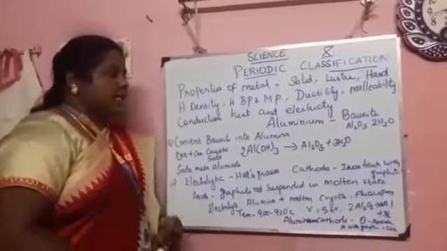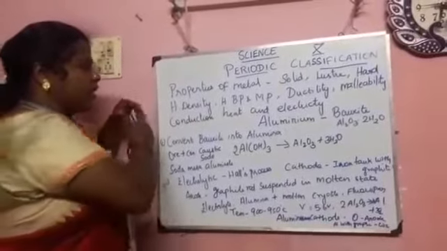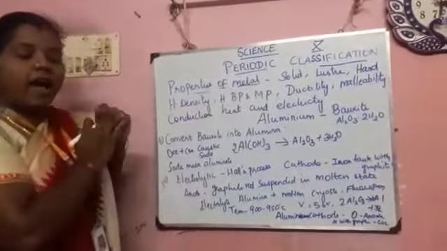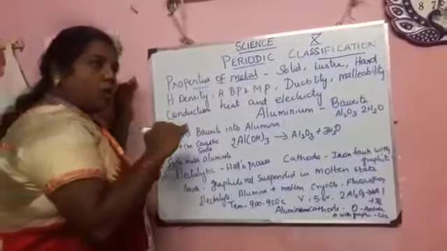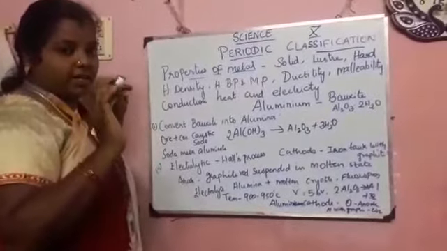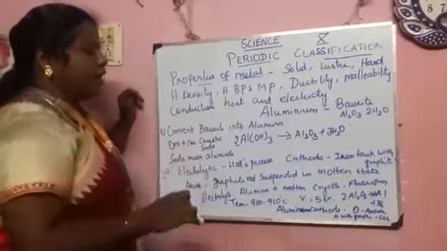Okay, let's see. Now we first have to see the properties of metals. Metallurgy means we have to extract the metal from its ore. Ores means a large quantity of metal is present in it. Okay, let's see the properties of metals.